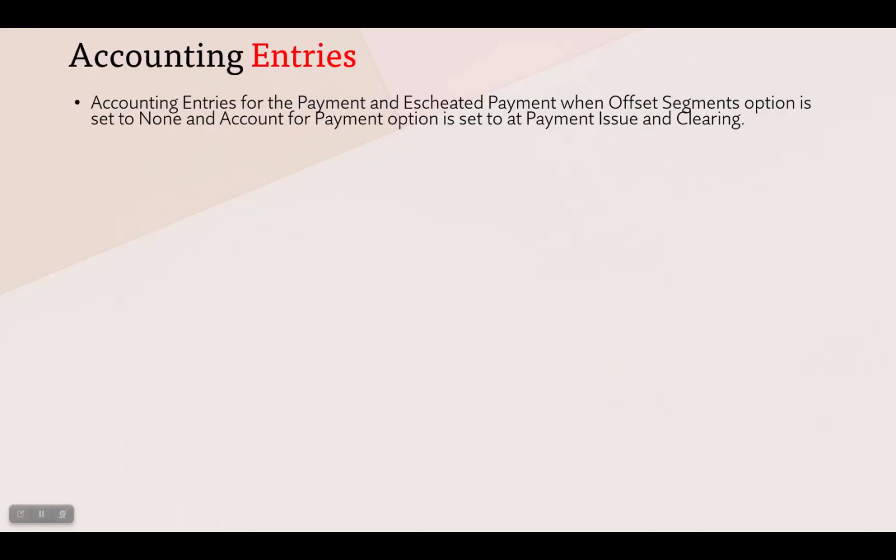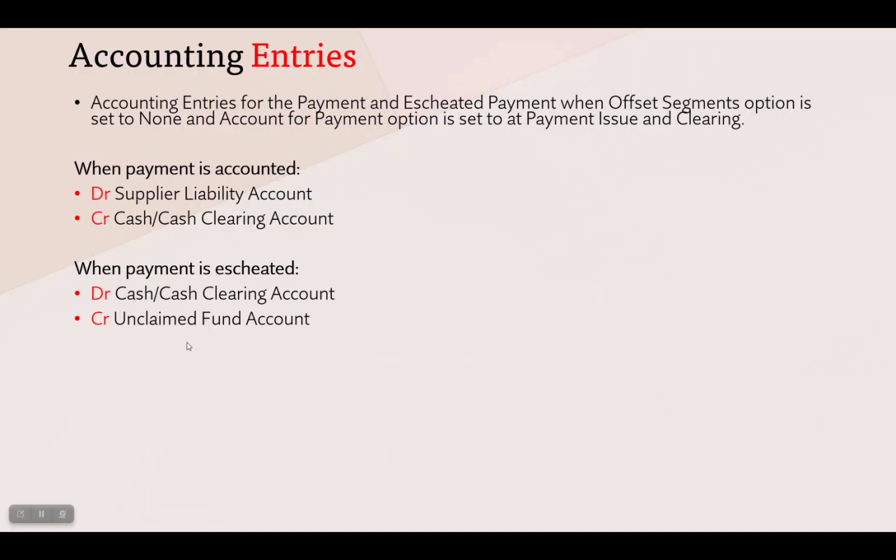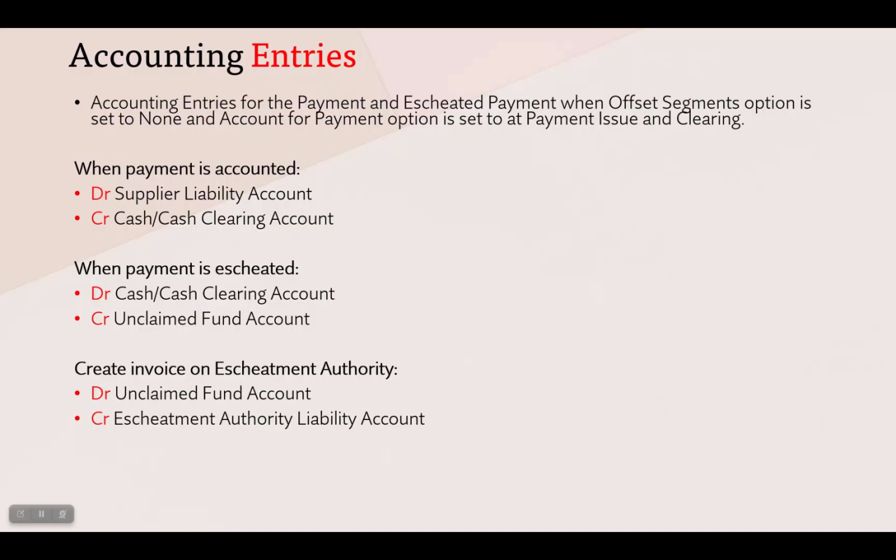Accounting entries: for the payment and the escheatment payment, when the offset segment option is set to no and the account for payment option is set to payment issue and clearing, you will find debit supplier liability, credit cash clearing. When the payment is escheated, cash clearing will be debit and unclaimed fund account will be credit. When you create an invoice on the escheatment authority for the escheated payment, you will find debit unclaimed fund account, credit escheatment authority liability account.